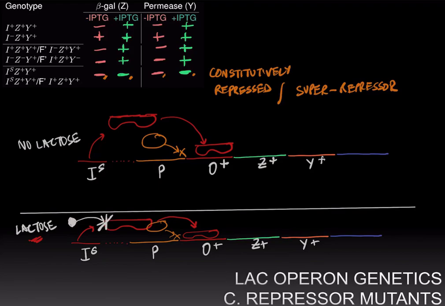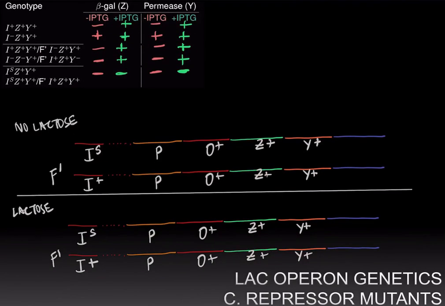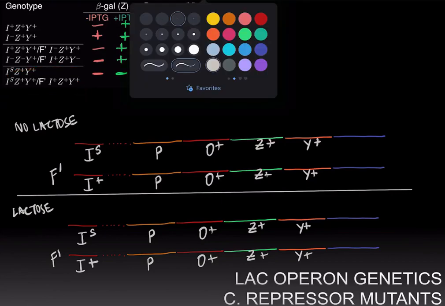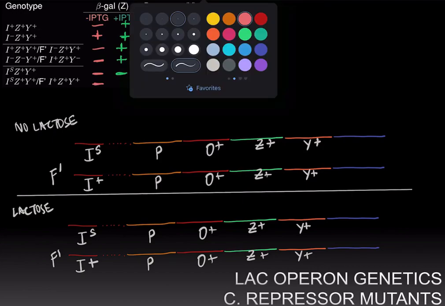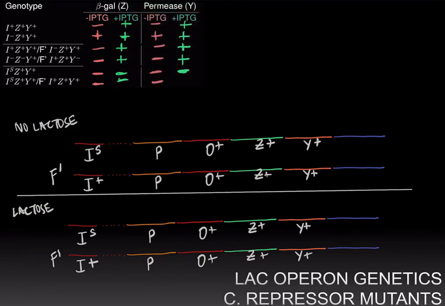transcription. Jacob and Monod also investigated the dominance relationship between the super repressor IS and the wild type allele I plus by making a heterozygote partial diploid. And what they found was that expression was repressed in all the conditions, and that implied that IS is dominant over I plus.